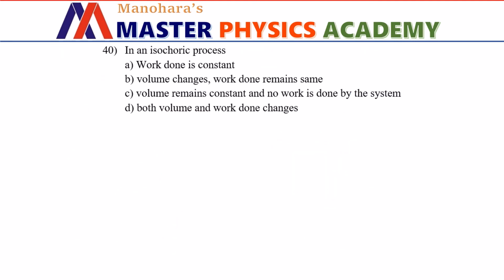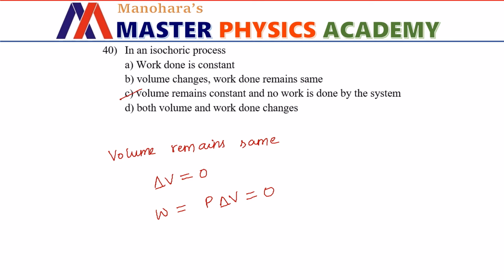In an isochoric process, what is an isochoric process? Volume remains the same. That means change in volume will be equal to 0. Therefore, work done, which is defined as pressure into change in volume, is also going to be equal to 0. So the correct option is option C, which says volume remains constant and no work is done by the system.